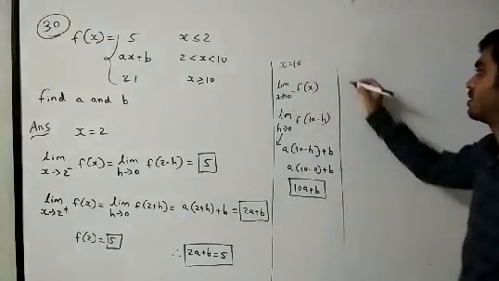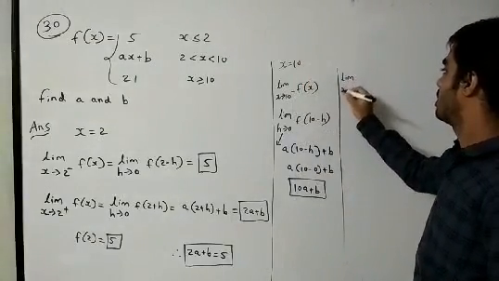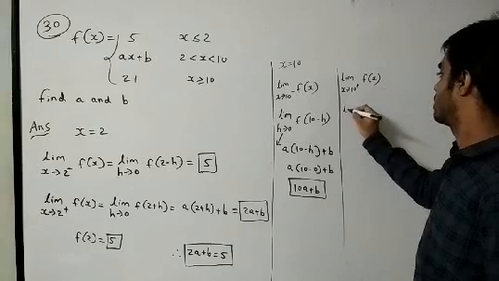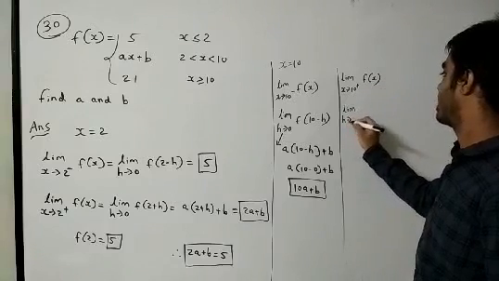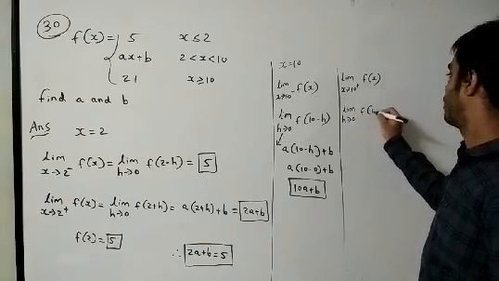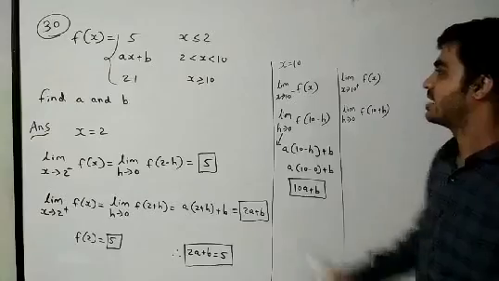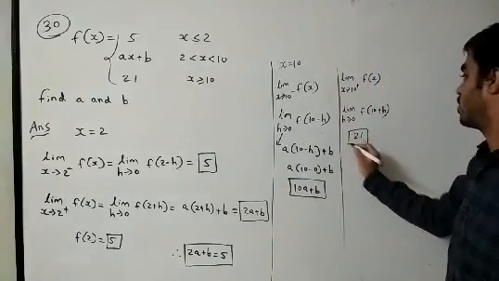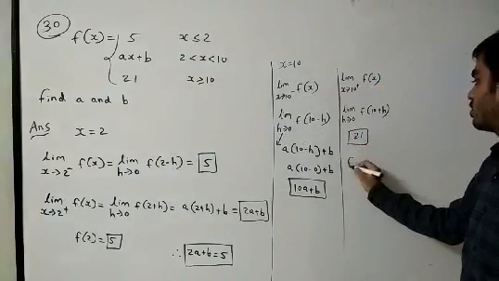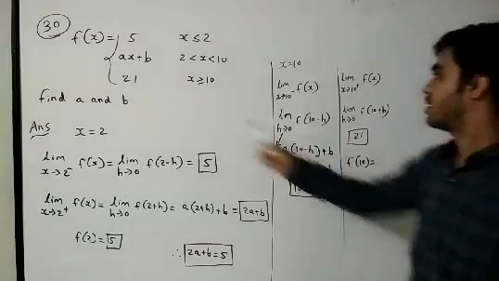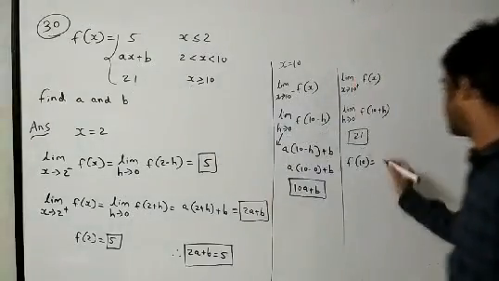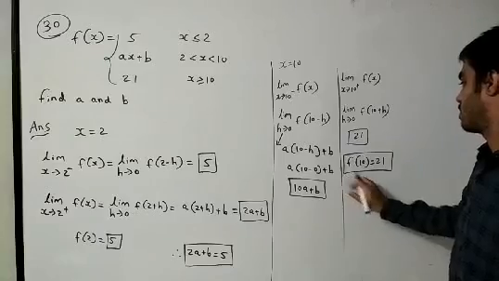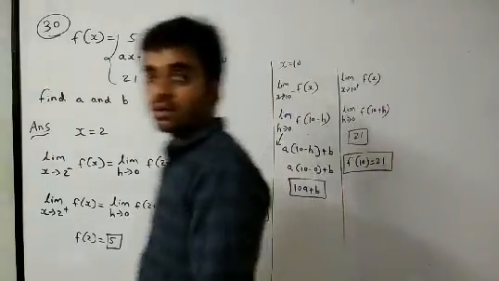Now the right hand limit. Limit x tends to 10 positive, f(x). Limit h tends to 0, f(10 + h). x is greater than or equal to 10, so it is 21. It is a constant function, so no need to worry about that. And at that point also, f(10), the function's value is 21. Clear?